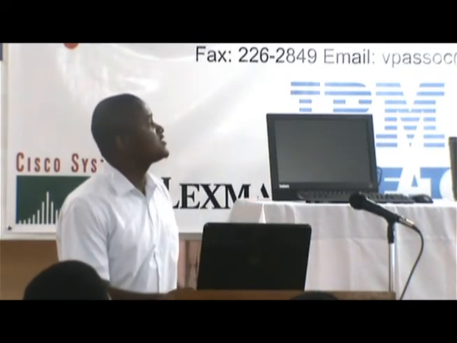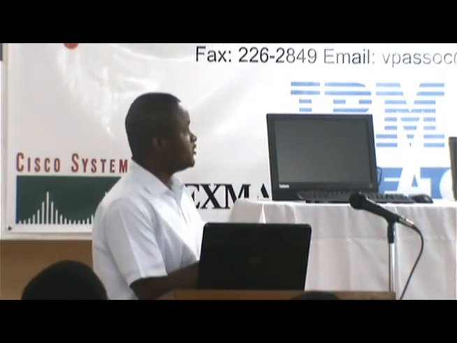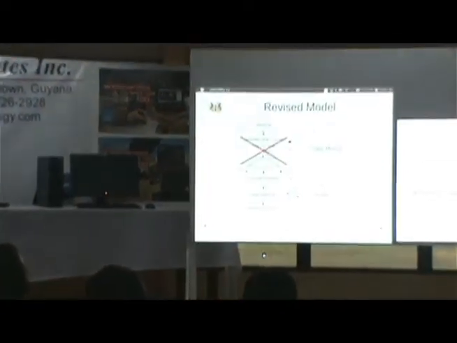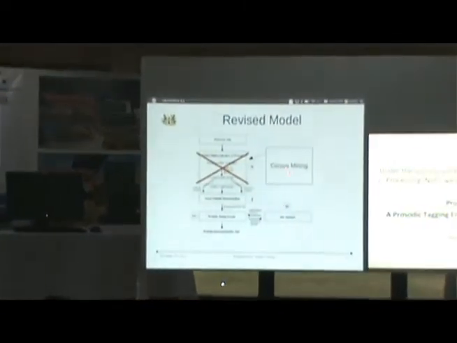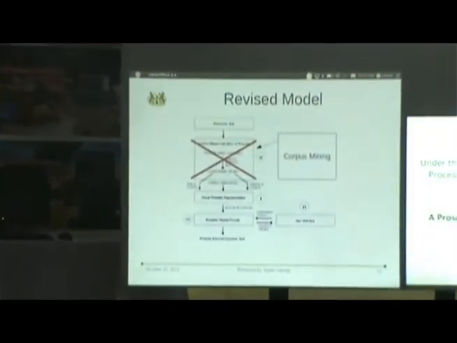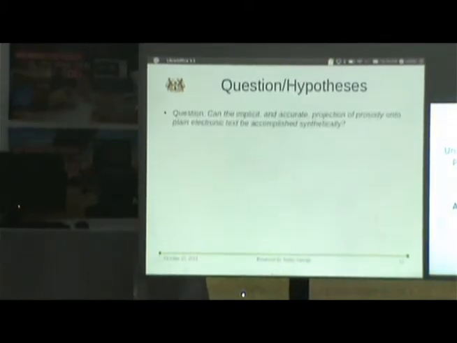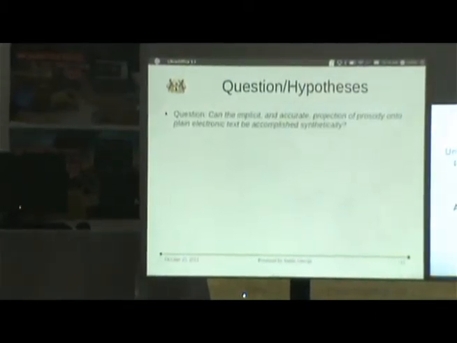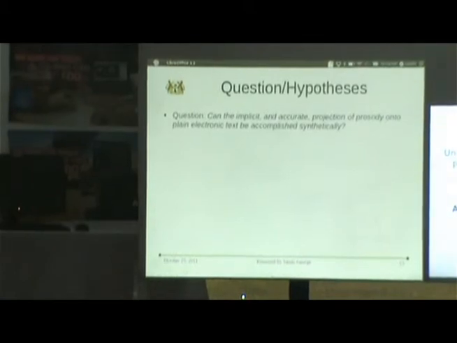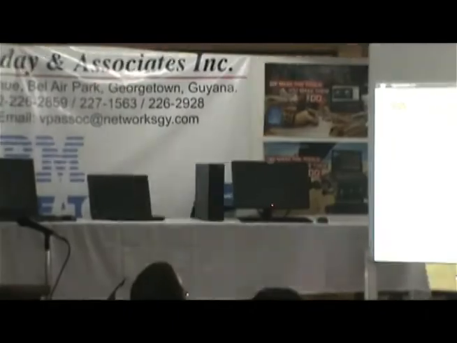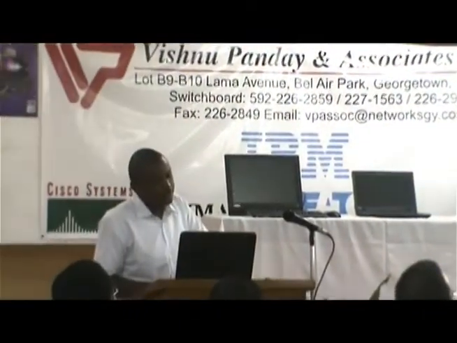Now the revised model, just so that you know, we're not proposing to do away with the entire model that was developed by Marx et al. We're just replacing the second part that depended on human input with the proposed corpus mining. Right? Now the research question that we're answering is, can the implicit and accurate projection of prosody onto plain electronic text be accomplished synthetically? Right? This is without human input.